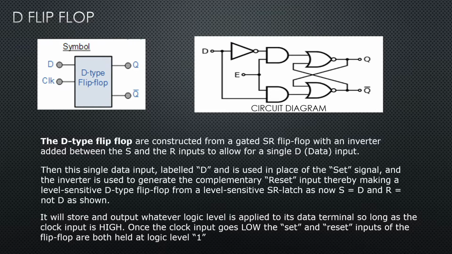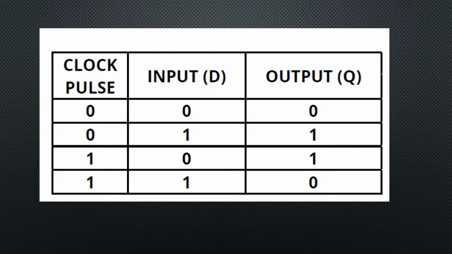It will store and output whatever logic level is applied to its data terminal so long as the clock input is high. Once the clock input goes low, the set and reset inputs of the flip-flop are both held at logic level 1. This is the table.